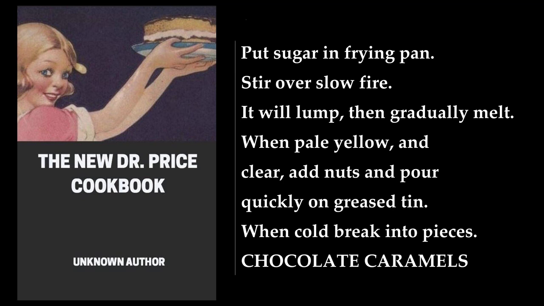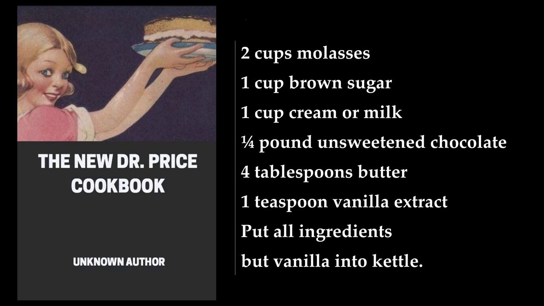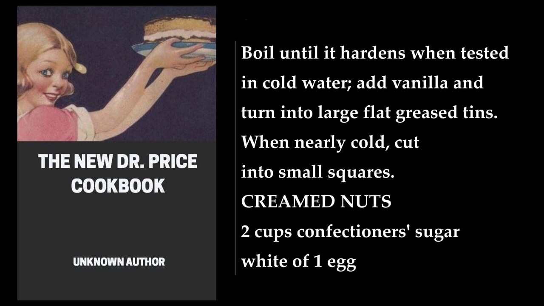Chocolate caramels. 2 cups molasses. 1 cup brown sugar. 1 cup cream or milk. 1/4 pound unsweetened chocolate. 4 tablespoons butter. 1 teaspoon vanilla extract. Put all ingredients but vanilla into kettle. Boil until it hardens when tested in cold water, add vanilla and turn into large flat greased tins. When nearly cold, cut into small squares.